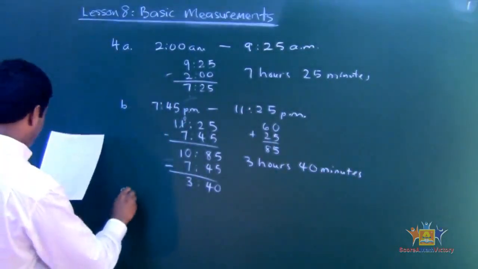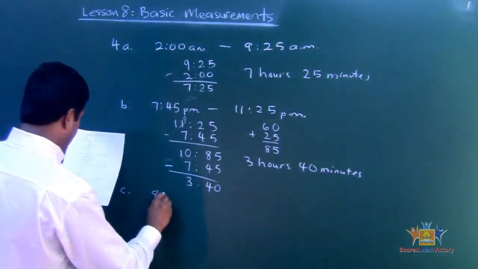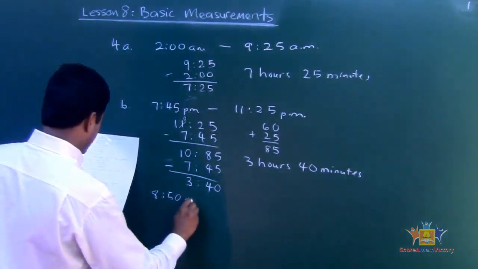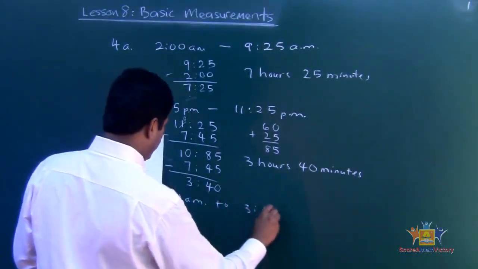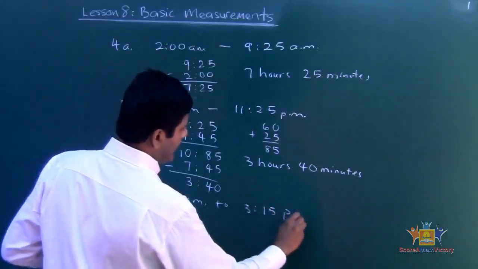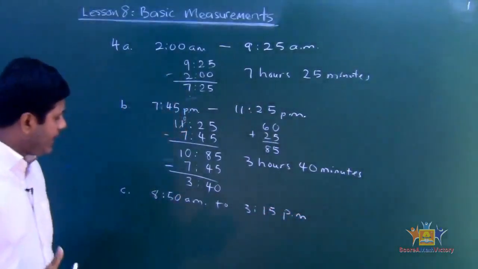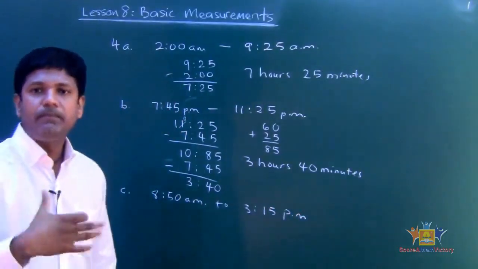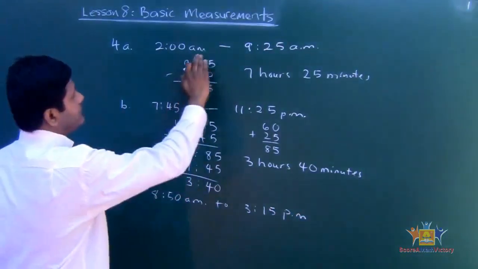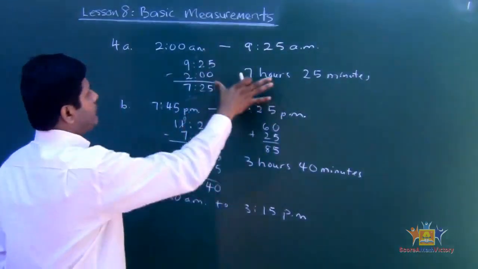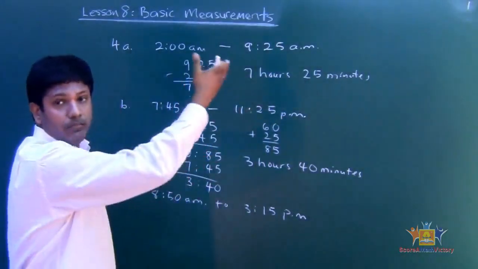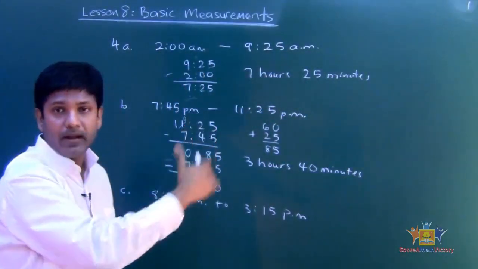Now problem C, you're given 8:50 a.m. to 3:15 p.m. Look at that. Compare that with 8:50 a.m. to 3:50 p.m. Now the first one was AM, AM. Second one was PM, PM. It's good. We don't have to do anything. We just line them up based on big number first, small number on the bottom, and subtract them.